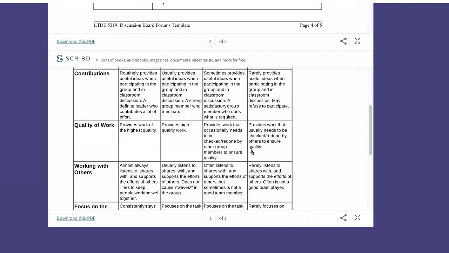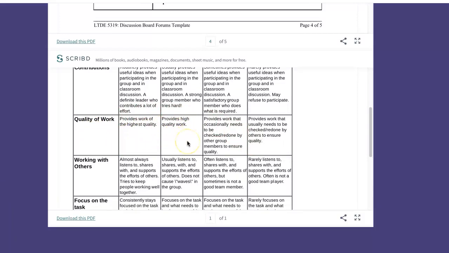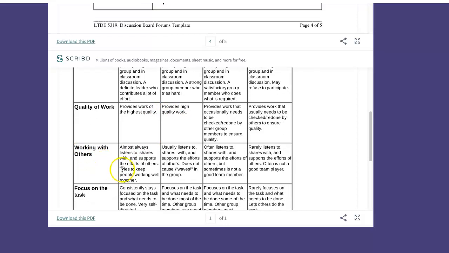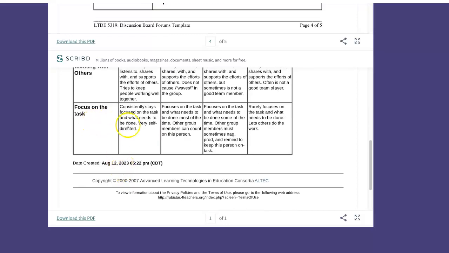Contribution will be assessed: contributions to the discussion and the quality of your contribution. This working with others would be when you reply to your teammates, and just the overall focus.